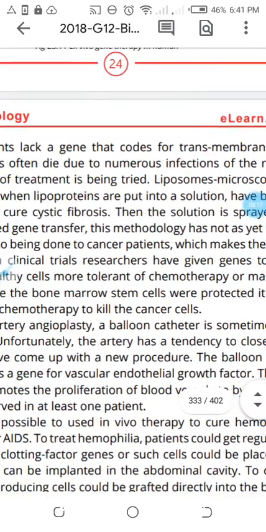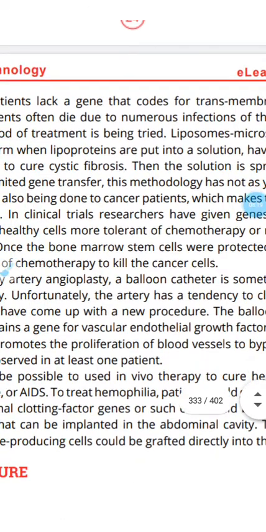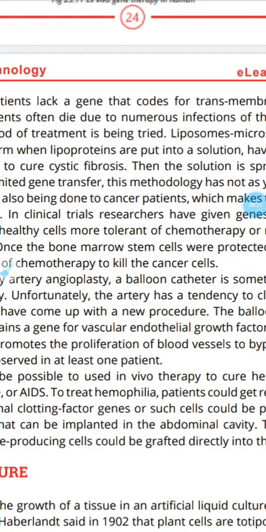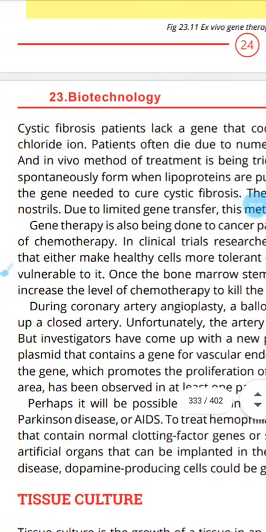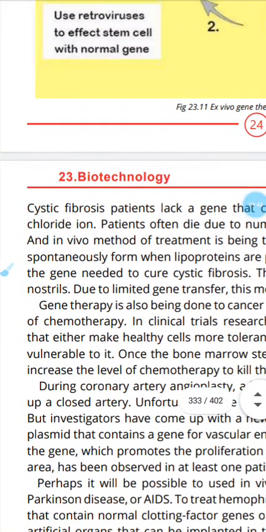So the normal gene which controls this protein channel for the movement of the chloride ion, you can add very easily by using liposomic particles in a solution coated with the normal gene. When you use it as an inhaler, this gene controlling the chloride ion will enter directly into the body, and that is the treatment of cystic fibrosis. You are directly entering the gene which controls the chloride ion. Cystic fibrosis can be cured by in vivo therapy.